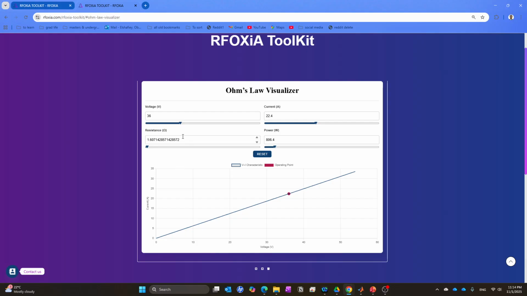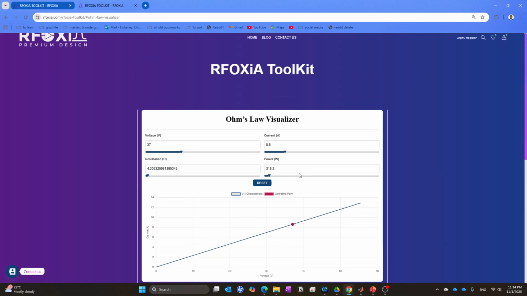A circuit with a higher resistance would have a steep slope, while a circuit with low resistance would have a shallow slope. You can test this calculator using the link in the description below.